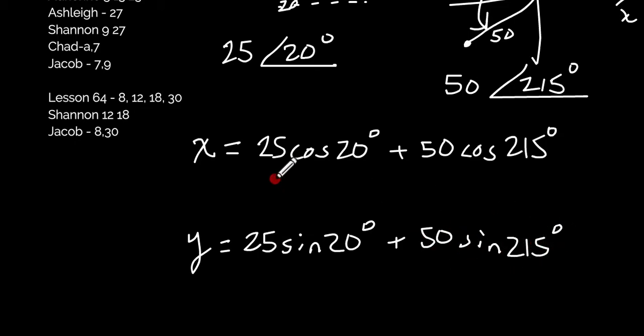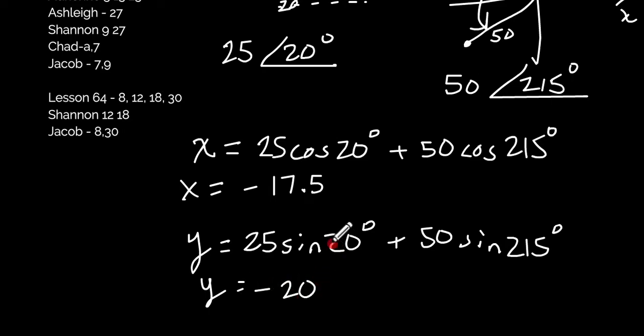So I just plopped this right in my calculator, went right across: 25 cosine 20 plus 50 cosine 215, no parentheses, nothing. I just put it all in there, and I had an answer pop out, which was negative 17.47 or negative 17.5. That's your x. And your y, I popped that in my calculator, and I got negative 20.